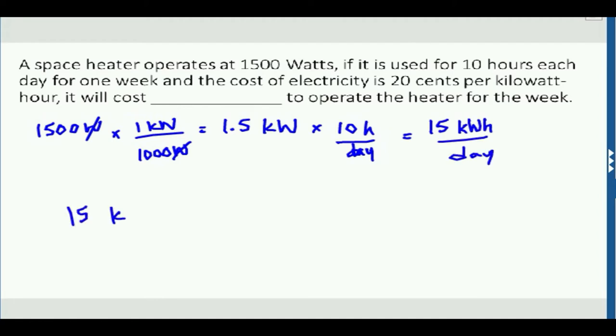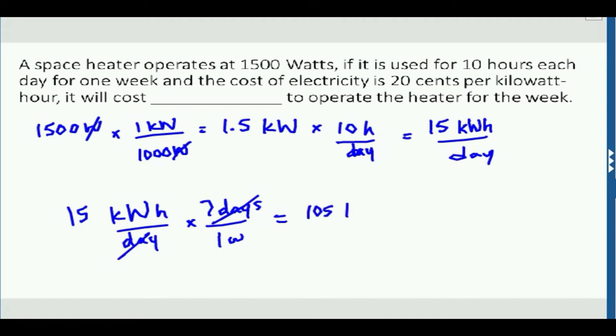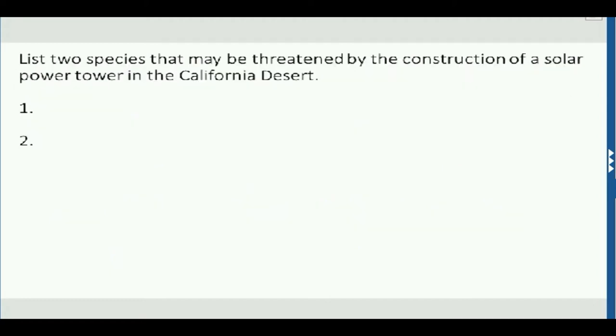And we can take our 15 kilowatt hours a day and multiply that by 7 days, 1 week. 15 times 7 is 105 kilowatt hours a week, times 20 cents is $21. And again, if this was an FRQ, you'd have to show all that work.